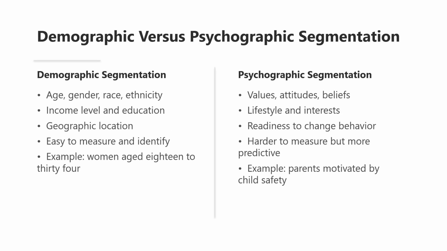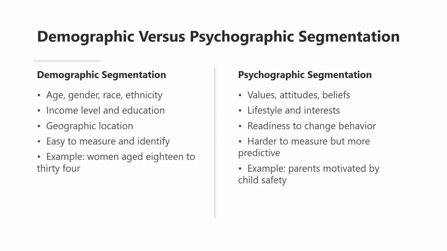Now let us compare the two primary approaches to segmentation that you will encounter on the exam, and understanding the difference between these two is going to serve you well. Demographic segmentation divides audiences based on observable, measurable characteristics. These include age, gender, race, ethnicity, income level, education, occupation, and geographic location. Demographic data is relatively easy to collect through surveys, census records, and existing databases.